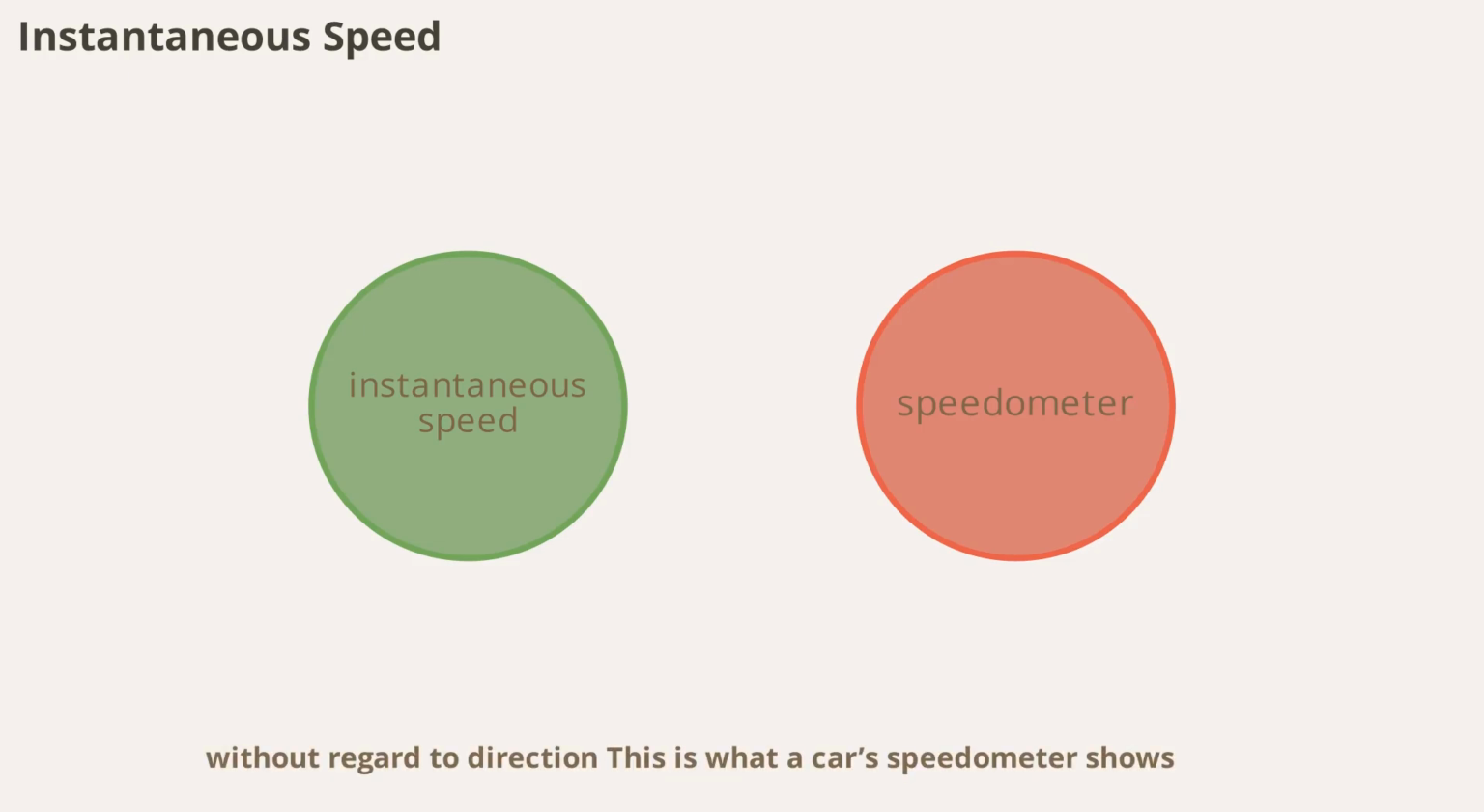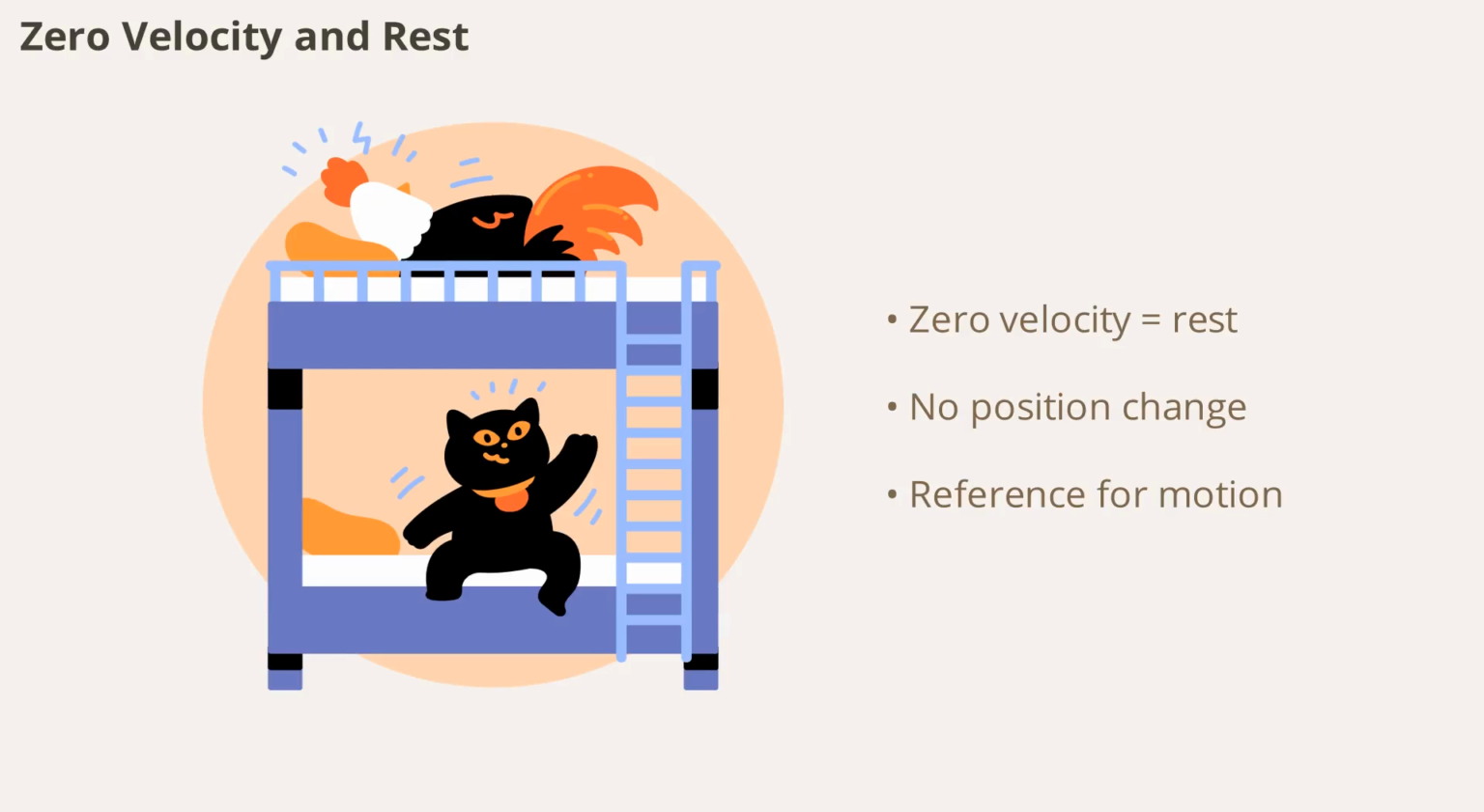This is what a car's speedometer shows. It's always a positive value and is useful for real-time analysis of motion. When an object's velocity is 0, it's at rest. This means there's no change in its position over time. Understanding rest is important because it serves as a reference for analyzing when and how objects start or stop moving.